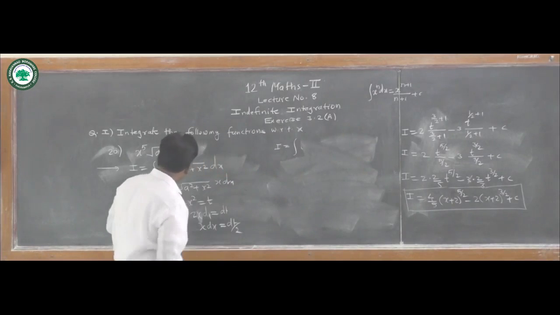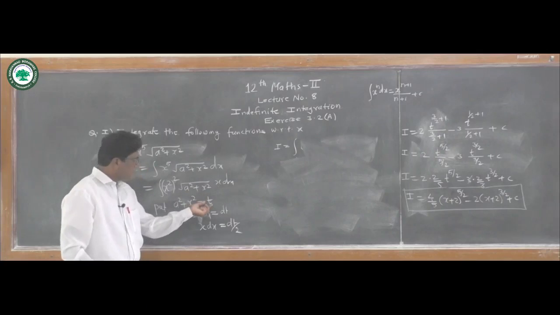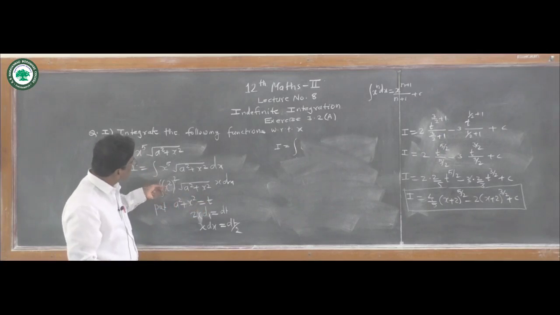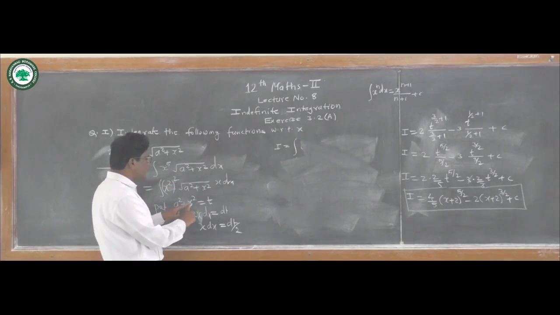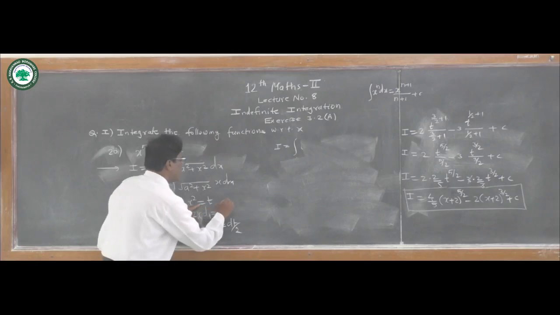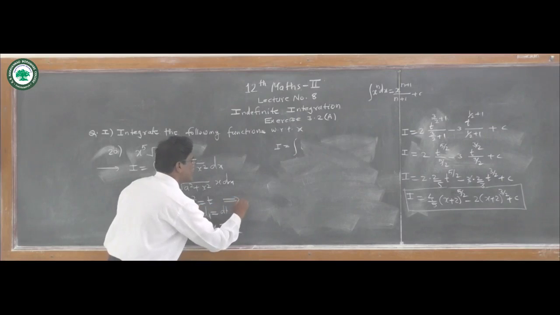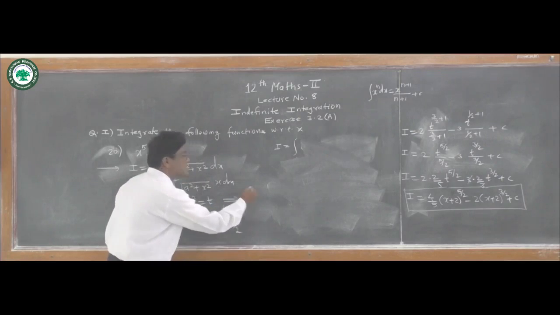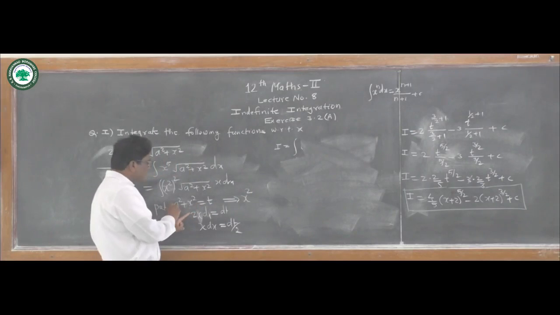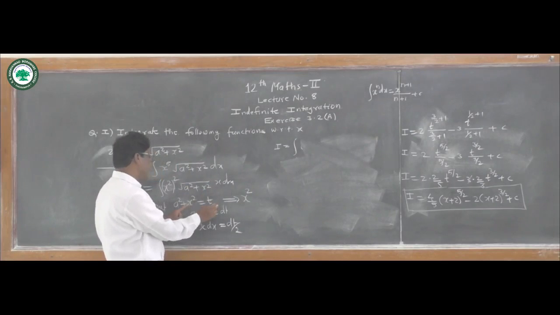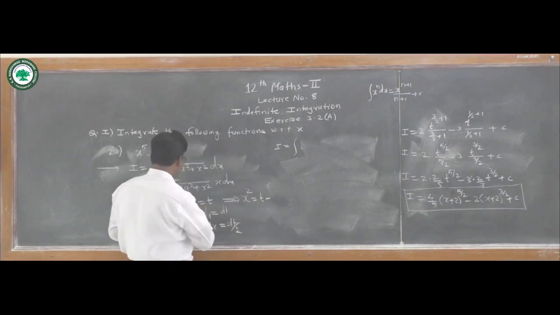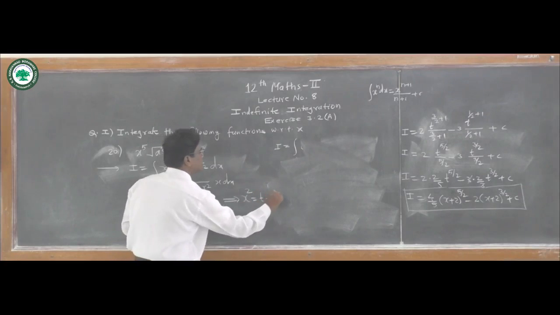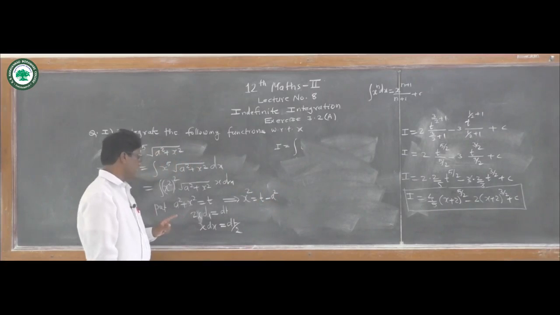also here we put a square plus x square is equal to t, and here we have to replace this x square in terms of t. So from this equation a square plus x square is equal to t, we find the value of x square. x square is equal to, carry this a square to the right hand side, t minus a square.